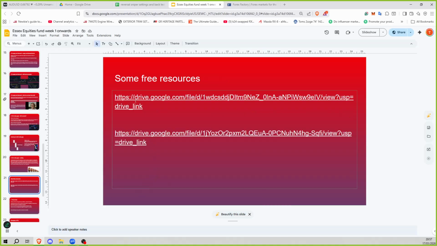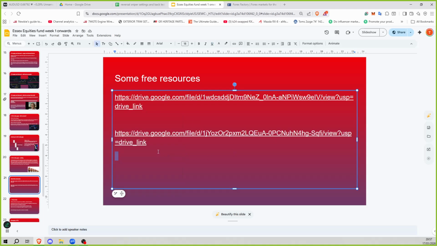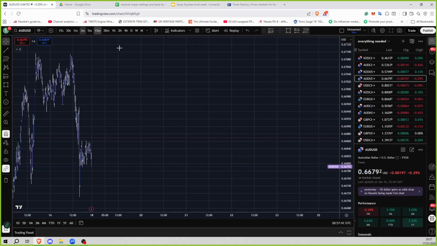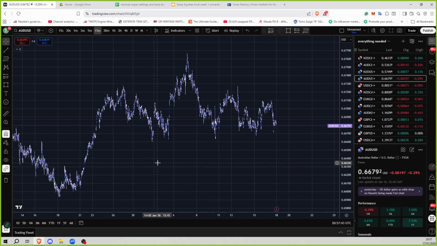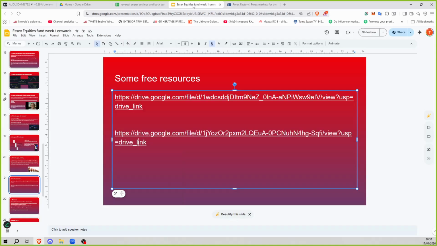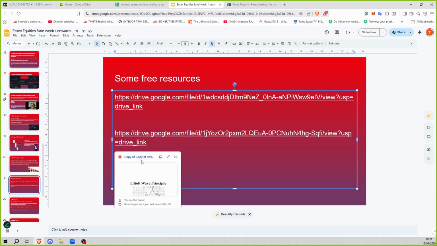Some free resources. I think these are books. Yeah, they are. These are Elliott Wave Theory books. Elliott Wave Theory is a really, really good thing to learn. Elliott Wave Theory basically states that every market has cycles, and it goes into counting the cycles and how they look.